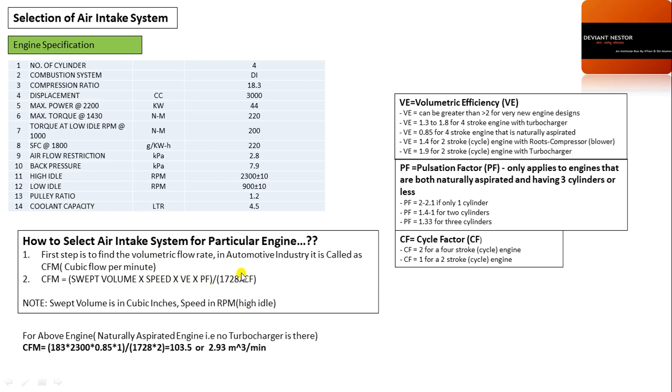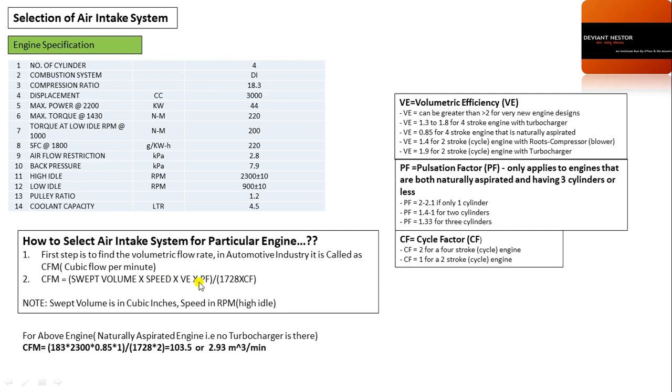So we will discuss what swept volume, speed, VE, PF and CF are, and how they are taken. Kindly note that the unit of swept volume is cubic inches, and the speed is the high idle RPM, not rated RPM, not low idle RPM, not max torque RPM. It is the maximum RPM, that is, high idle RPM.